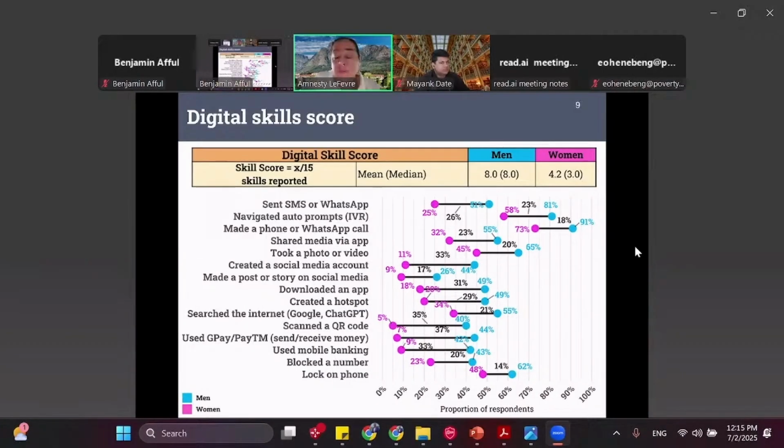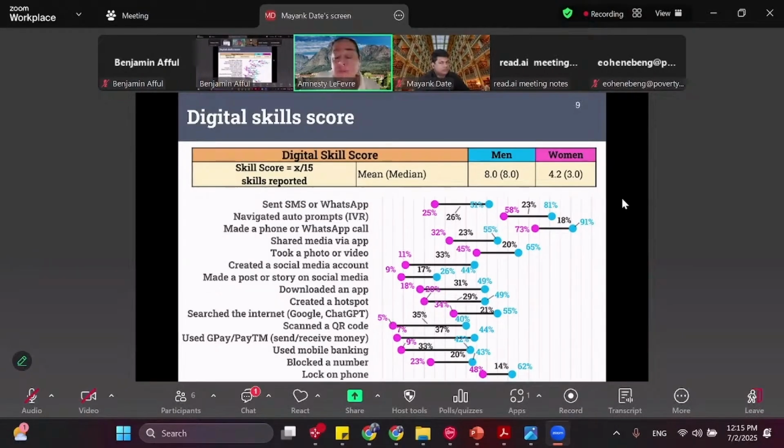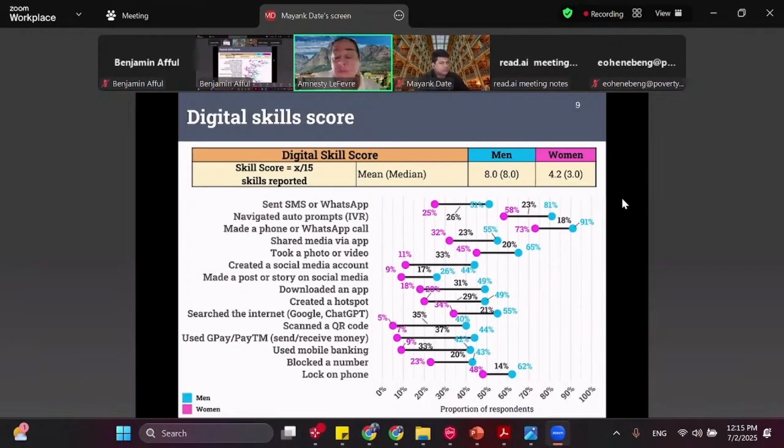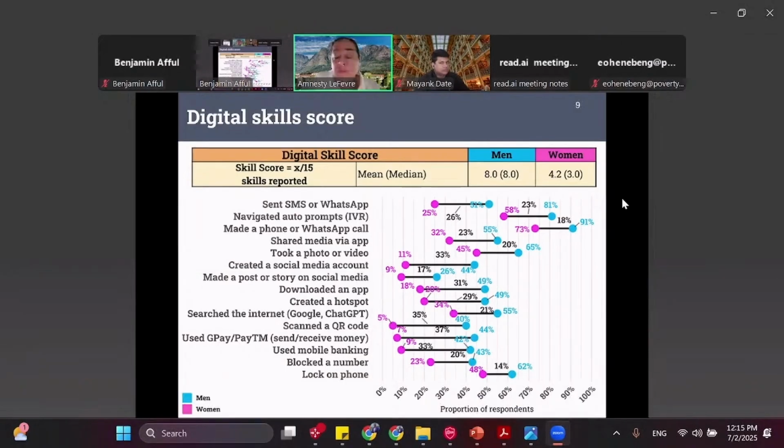And here what we see from the data in Bihar, again, with women in pink and men in blue, is perhaps unsurprising. Men have double the digital skills score as women, and a higher proportion are able to perform not only basic skills such as making an outbound call, but more complex skills needed to support high impact use cases like searching the internet or making financial transactions.